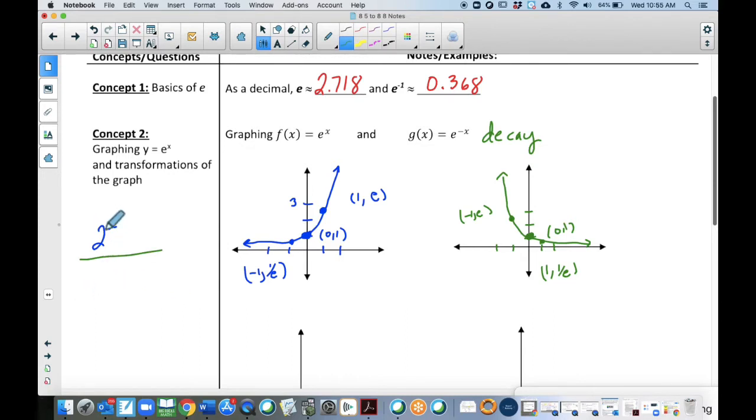Take a number, and I'm going to choose 3, let's say. 3 to the negative first power is 1 over 3. So that's why over here, e to the negative first power is 1 over e. Here I called it e to the negative first, and here I called it 1 over e, but those are the same thing. 1 over e is 0.368.